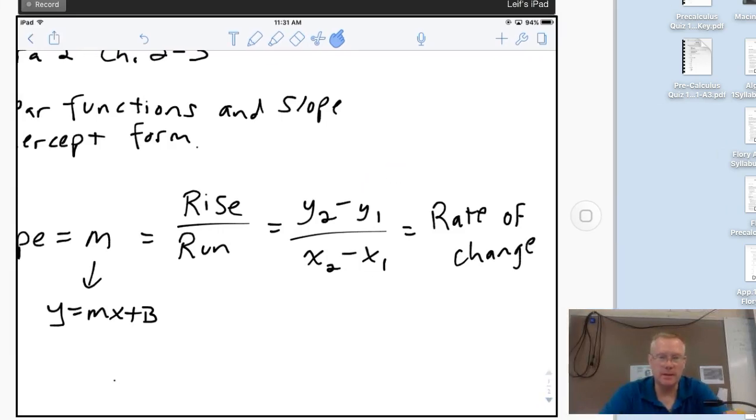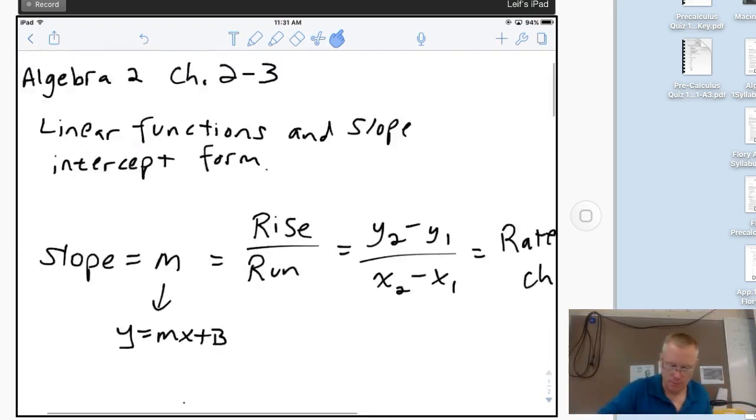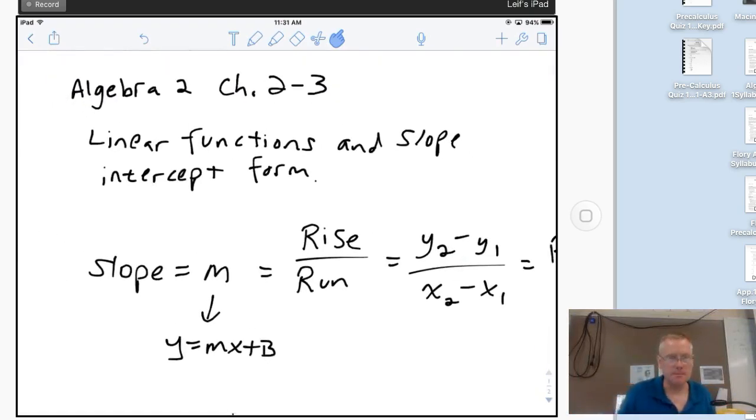Okay, hi there. Today I'm going to be covering chapter 2-3 for Algebra 2, and we're going to be talking about linear functions, slope, and slope-intercept form. So first thing is I want to quickly talk about slope. Slope is represented by a whole bunch of things. It's represented by the letter m, which comes from y equals mx plus b. M would be the slope in that equation.